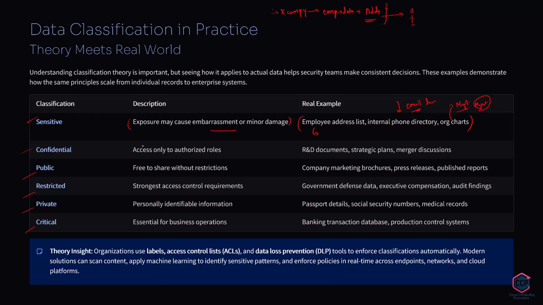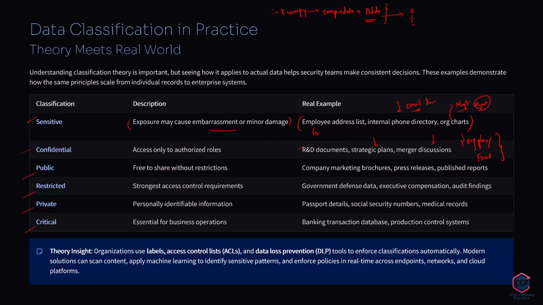And confidential means access only to authorized roles, like research and development documents, strategies and plans, and merger discussions. The organization's plans and executions, what research they are doing, what software they are working on, and how they are doing all these things comes under confidential.